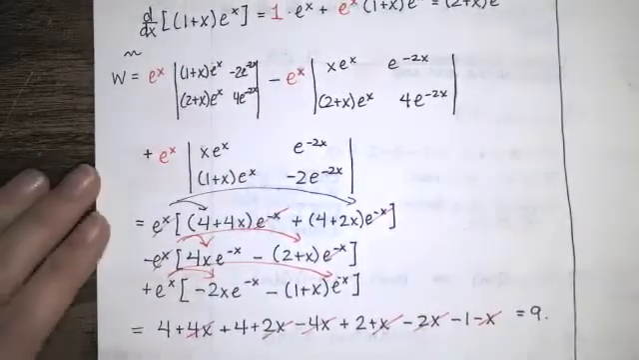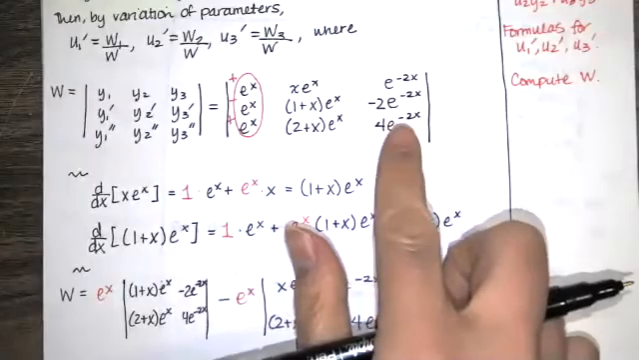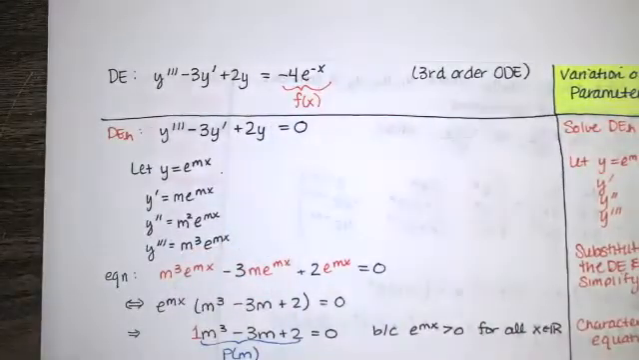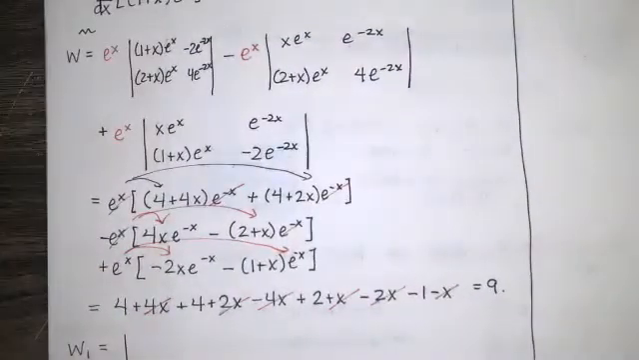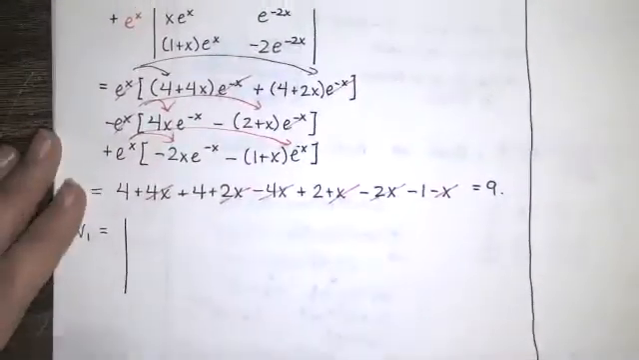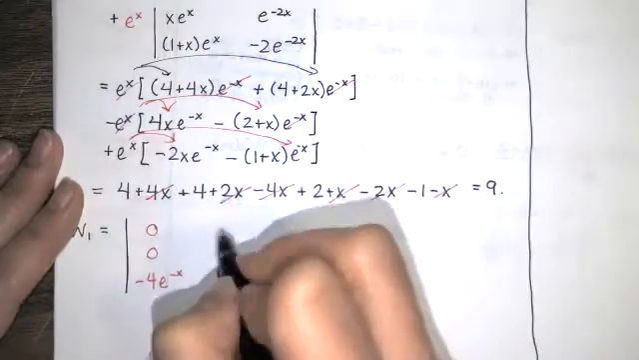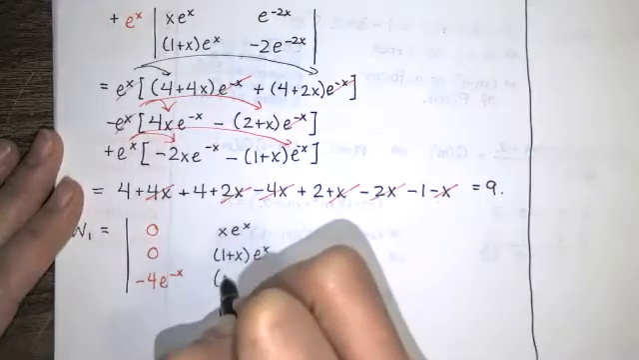Okay, not bad. Now for W1, you're going to use the almost identical determinant, but you're going to replace that first column with 0, 0, and f of x. Now our f of x was negative 4 e to the negative x. It's the right-hand side of that differential equation when the leading coefficient is 1. So we've got 0, 0, and negative 4 e to the negative x here. And the other two columns stay exactly the same.